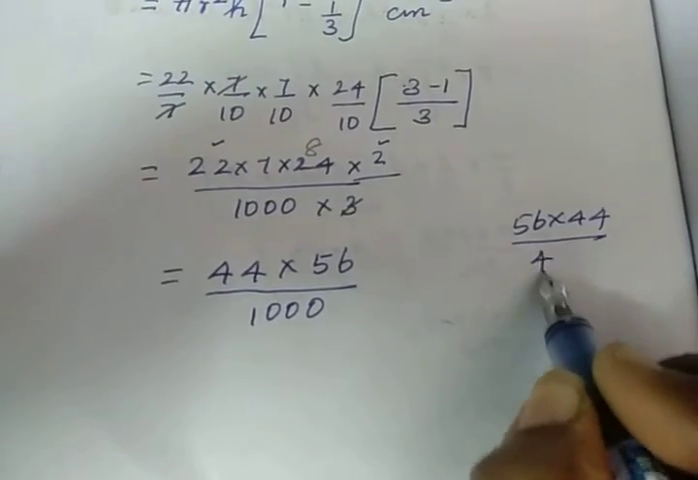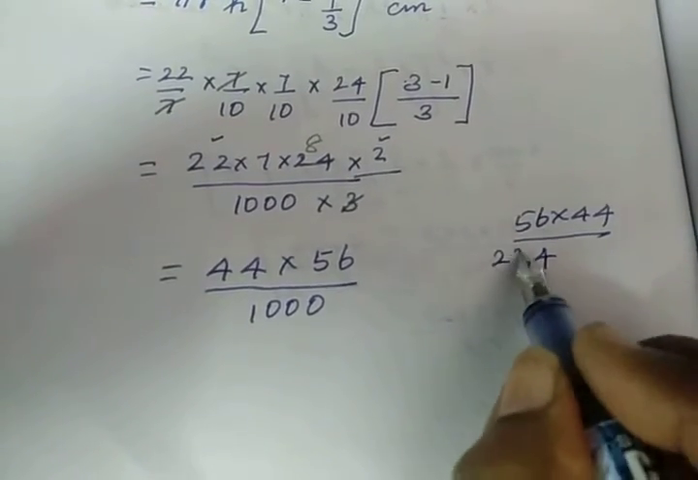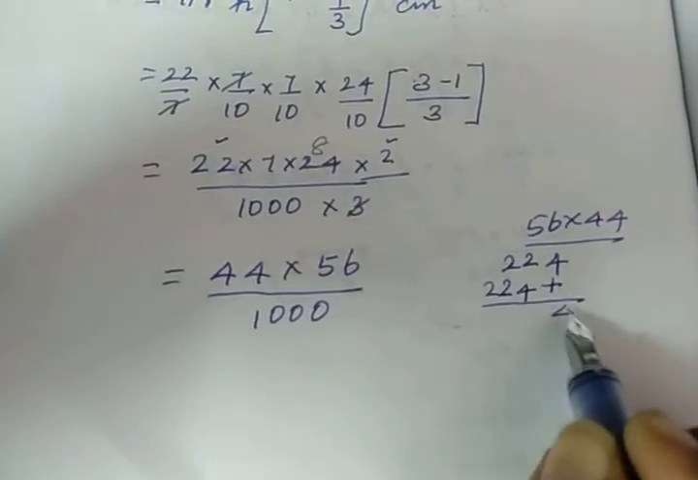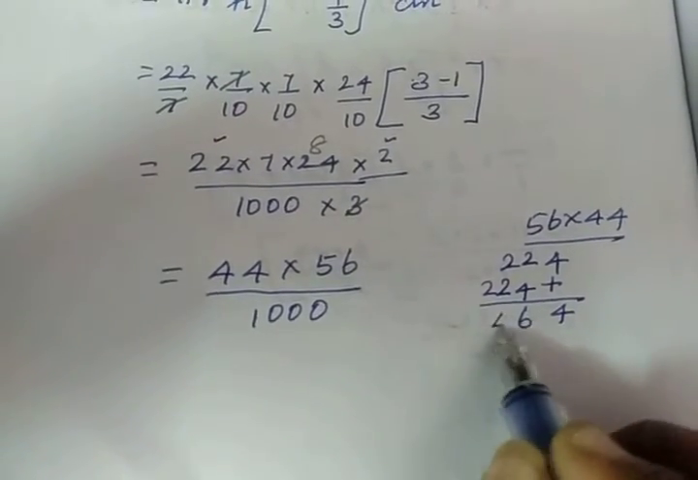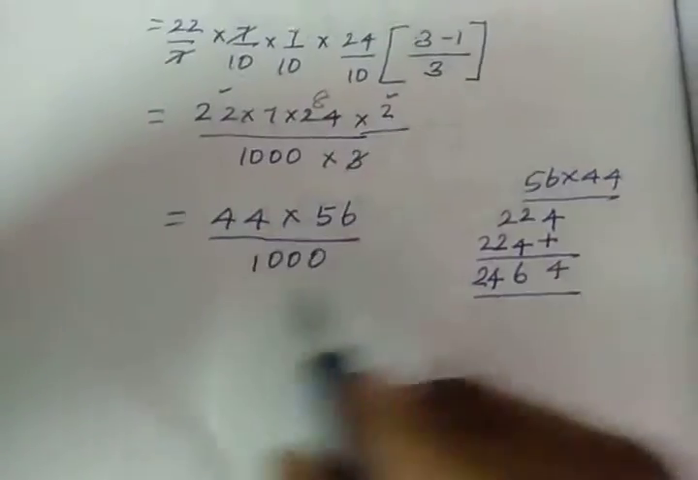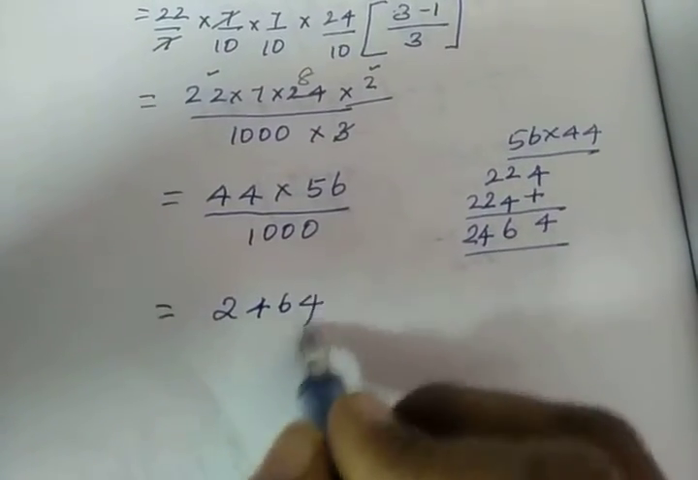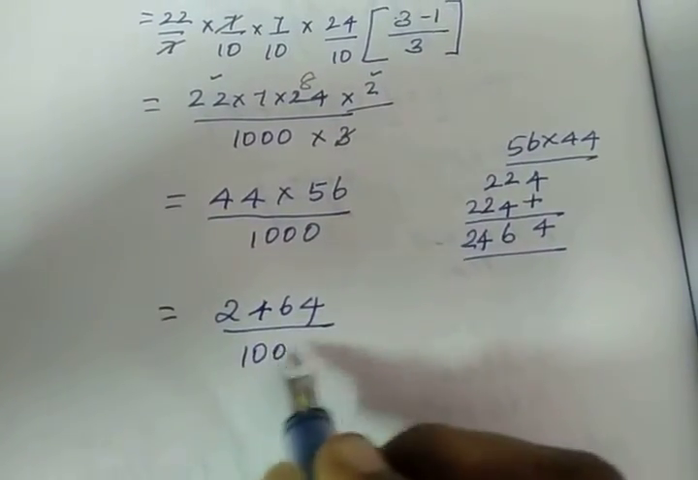Now 56 into 44 I need to multiply. 6 4s are 24. Balance 2. 5 4s are 20. Plus 2, 22. Again 4, 2 and 2. 4. 4 plus 2, 6. 2 plus 2, 4. Remainder 2. So which is equal to 2464 divided by 1000.